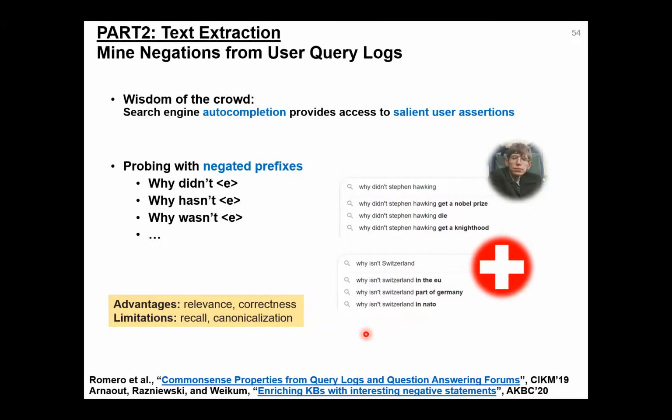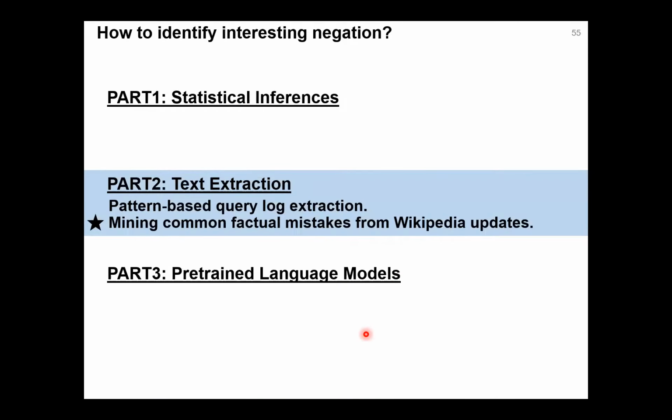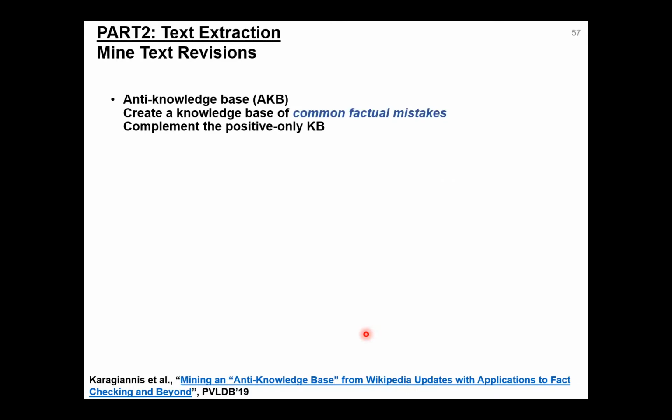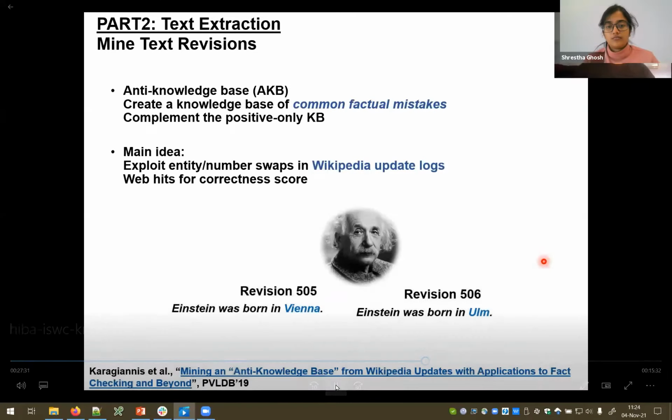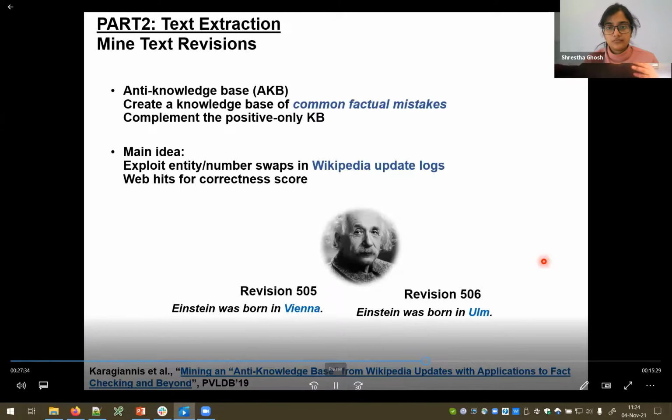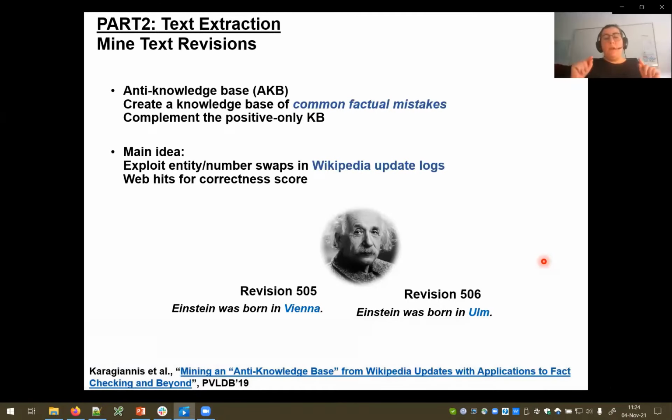Now, the second method on textual extraction is mining text revisions. And in this case, the main goal is to create an anti-knowledge base, or AKB. And this AKB only contains common factual mistakes. So it's not meant to replace the original knowledge base, but to complement it. So you have your original knowledge base, which is positive only, and now you have your AKB, the anti-knowledge base. The update logs in this case are textual. So you have a sentence that has been updated into a different sentence where only one thing was changed, either an entity or a number. So it should be either an entity swap or a number swap.